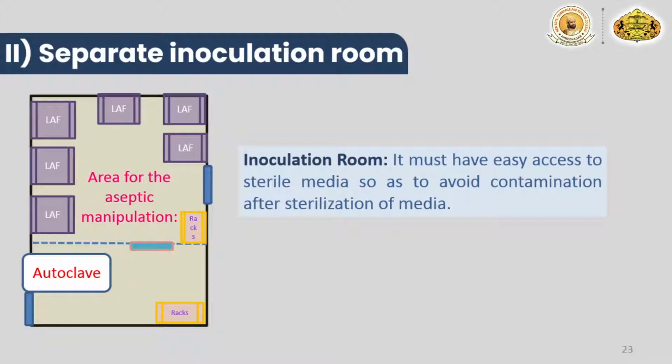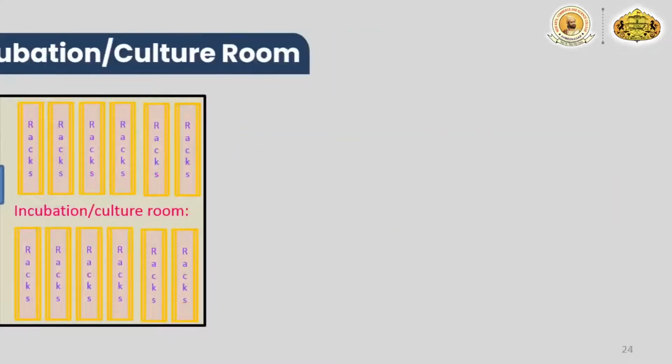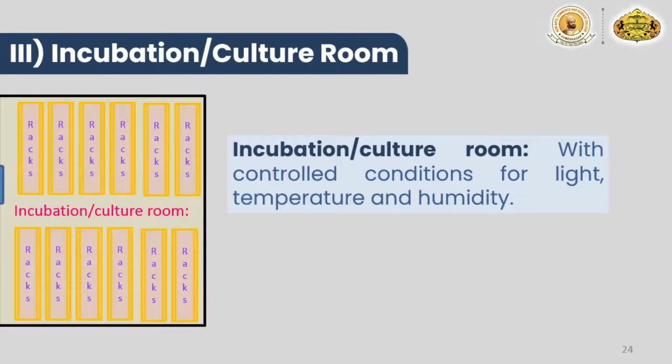In the next slide, we will talk about the culture room. This culture room is also a very important thing, where you are going to grow your plantlets. You are going to maintain the light, temperature and humidity. All the necessary facilities like air conditioners, humidifiers and lighting should be arranged in this room properly. To avoid the chance of contamination, this room should be easily accessible from the inoculation room.